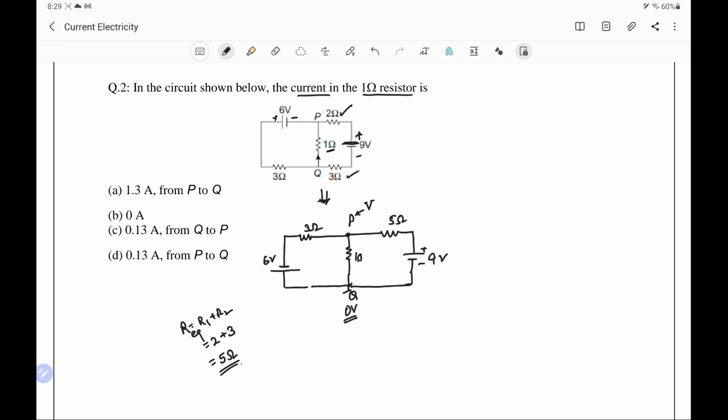Now we write the junction law for this circuit at point P, which is a junction point. For a junction, the total incoming current should equal the total outgoing current. Here we are considering the currents from P in these three directions, so the sum of them should be 0. So the currents will be V minus.